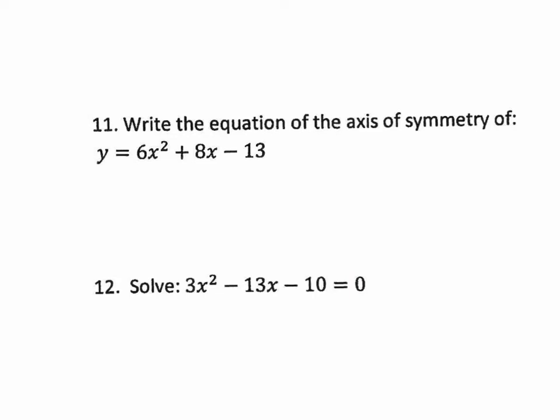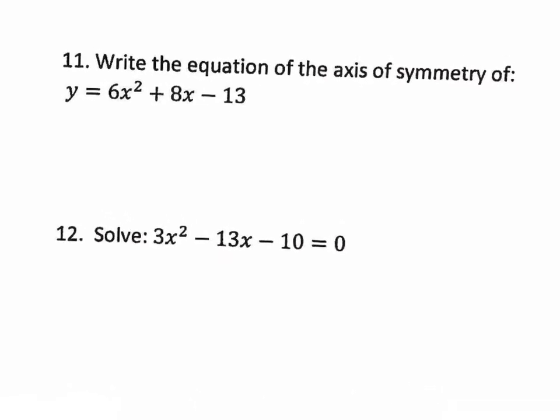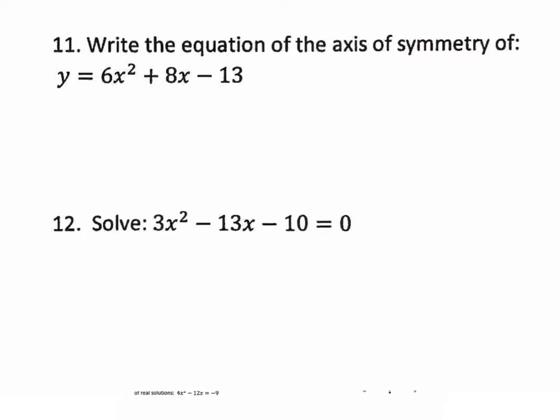All right, so this is video 3, starting with question 11. We want to write the equation of the axis of symmetry. So we should know that the equation for the axis of symmetry is simply x equals the x value of your vertex. So what you need to do is find that x value of your vertex using the formula negative b over 2 times a.